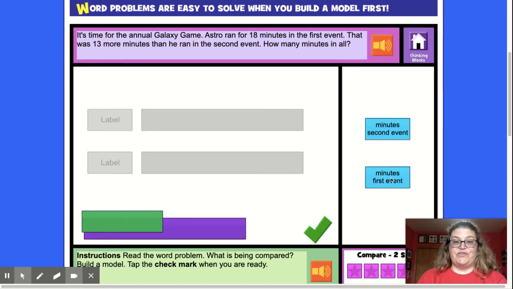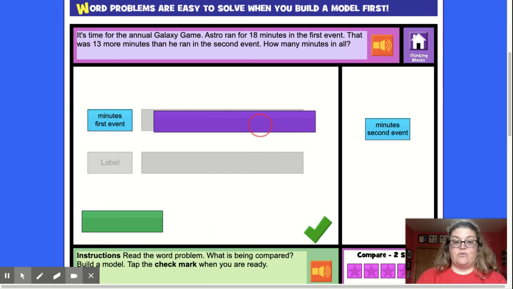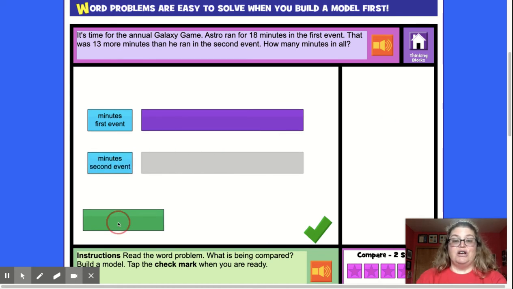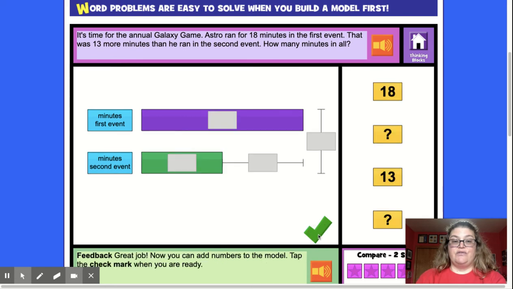All right, so Galaxy Games are taking place. Astro ran for 18 minutes in the first event. That was 13 more minutes than he ran in the second event. So the first event we know is the event that we believe was longer. The second event must have been shorter, so we're going to put less for the second event and more for the first event.